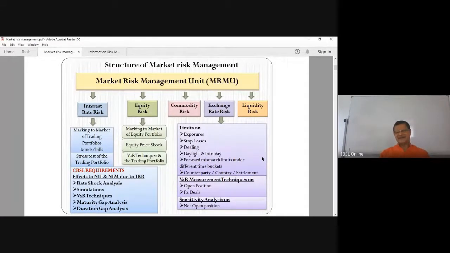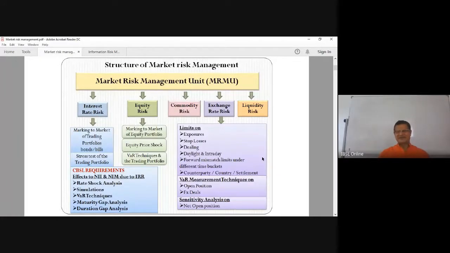Daylight and intraday limits also. Daylight means sometimes, in order to buy and sell, you buy on the same day and your intention is to sell on the same day. But if you fail, you can hold it for one day, and next day you may need to dispose of them. Those are called daylight and intraday.